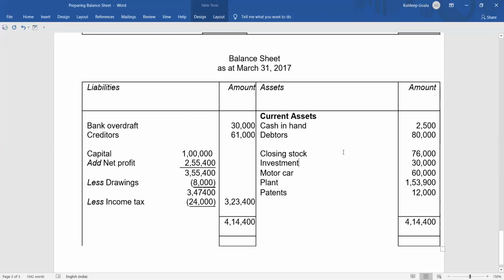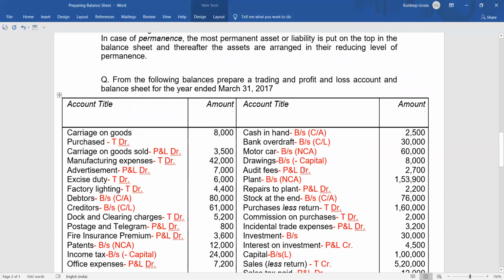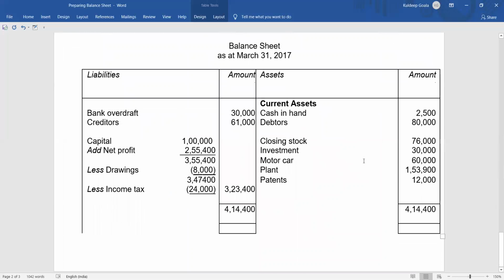So this will give you the information about the current assets. Then coming to the next item, let's see what is there in the current asset. What else? Debtors are over, cash in hand is over. Then current asset: stock at the end. There is a closing stock of 76,000, so it will also come in the current asset.